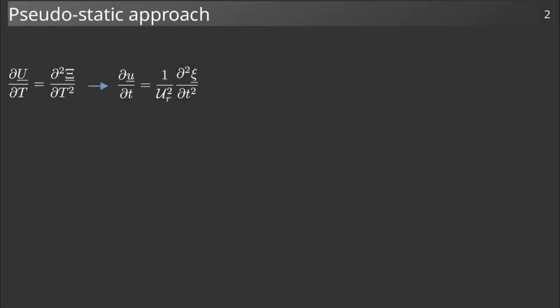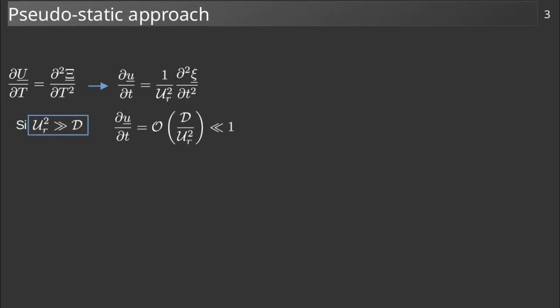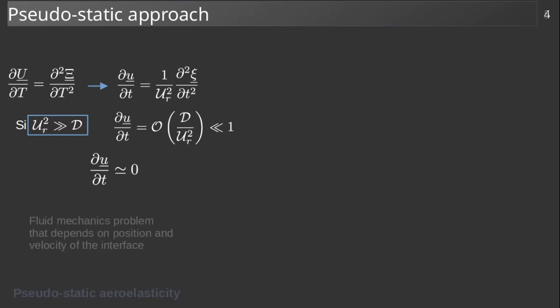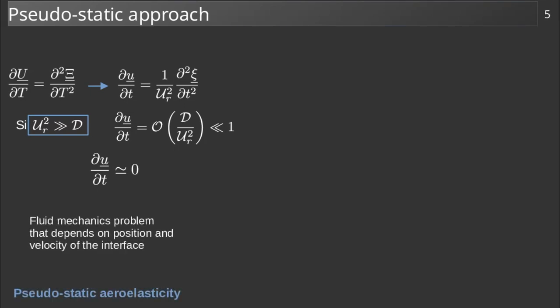In a previous video, we showed this by looking at the derivative with respect to time of the kinematic condition. We have indeed shown that if UR squared is large compared to the displacement number, then this condition becomes du on dt equals 0. The fluid mechanics problem does depend on the position of the interface and the velocity.